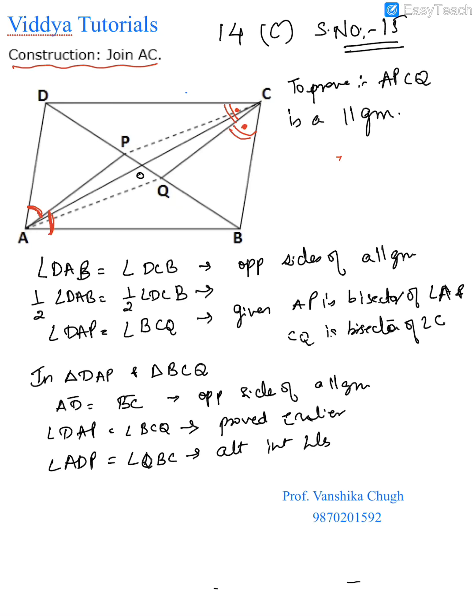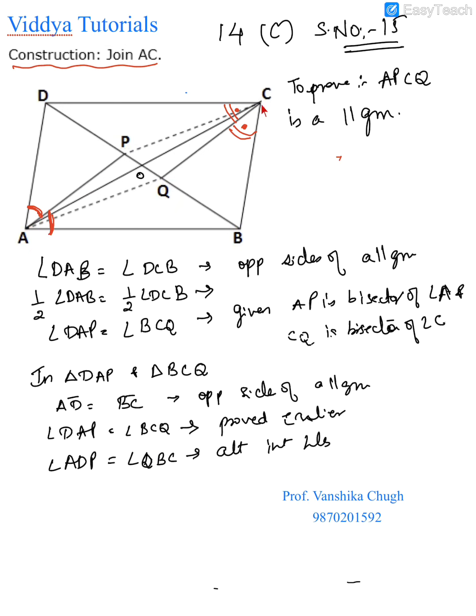Students, I am doing sum number 15 of 14C. So the diagram is ready. I am given that ABCD is a parallelogram and AP is the bisector of angle A and CQ is the bisector of angle C. And I have to prove that APCQ is a parallelogram. So for that we need to do a construction.